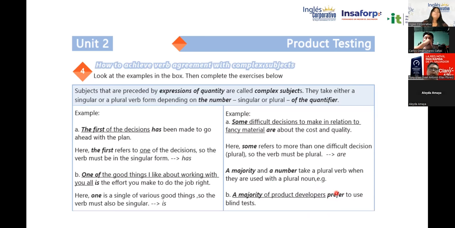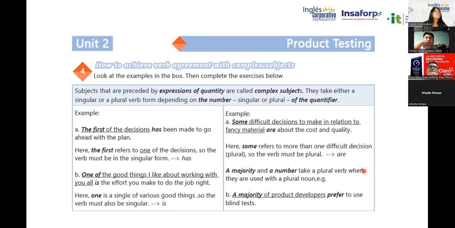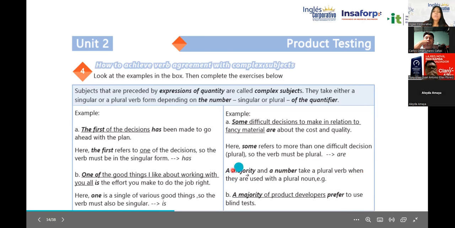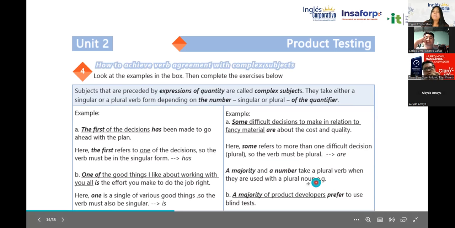Okay. But in the case of a majority, it is not one single. One is a. A or a majority. And this is confusing because you think that you are talking about one of the majority, or you are talking about the group, the conjunto. I don't remember how to say conjunto, but the majority as a group. This is the confusing part for me in this sentence. Yes. So in this case, that's why it says here that a majority and a number, specifically those two, take a plural verb when they are used with a plural noun. That means, look at this one, a majority of product developers. So the noun is going to be plural.